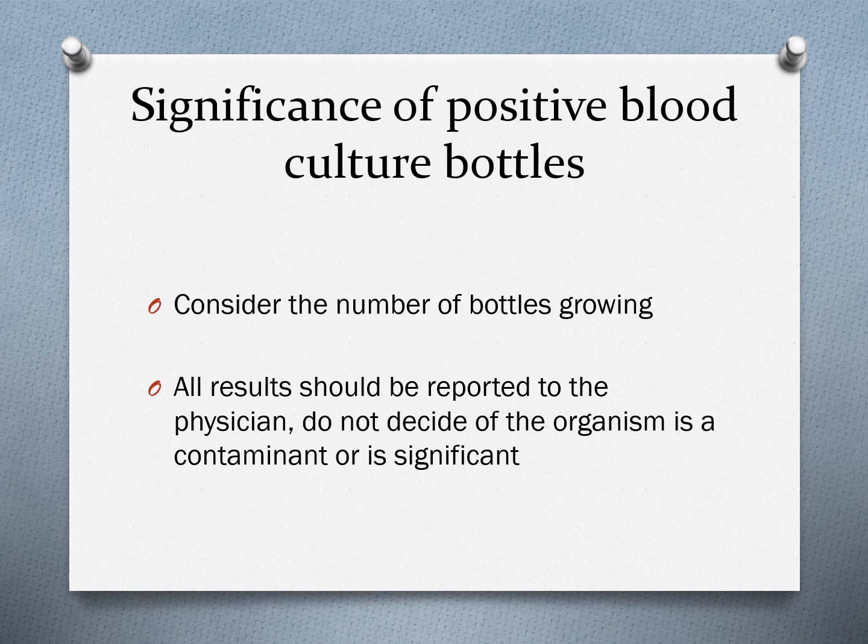Anytime we're dealing with blood culture bottles, we want to determine how significant it is that it went positive. So first of all, we want to consider the number of bottles growing. For example, if you had 6 bottles drawn on one patient and only one of the 6 bottles were growing, it's probably a contaminant. If you have 5 out of the 6 bottles growing, most likely it's significant. All results should be reported to the physician. Don't decide if the organism is a contaminant or significant. Either way, we're going to call it to the physician.